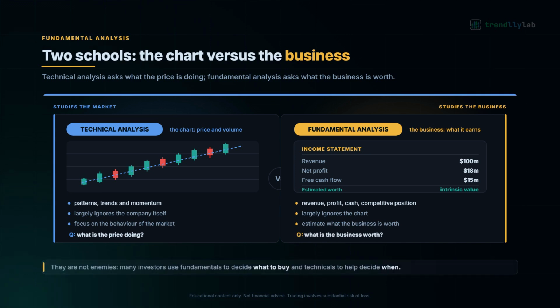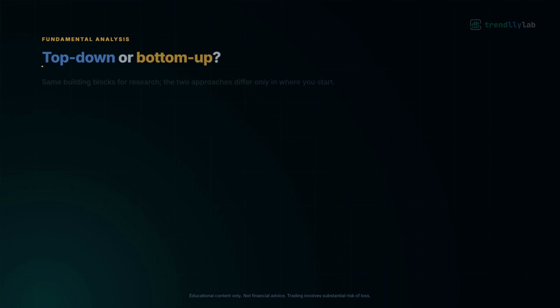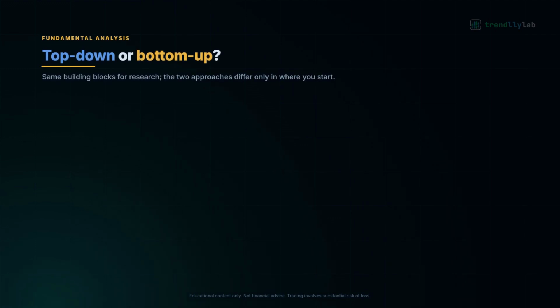They are not enemies. Many investors use fundamentals to decide what to buy and technicals to decide when. The inputs differ, financial statements and industry data on one side, price history and indicators on the other. And so do the horizons. Fundamental conclusions play out over months and years, while technical signals often target days or weeks. There are two broad ways to organize fundamental research, and they differ only in where you start.